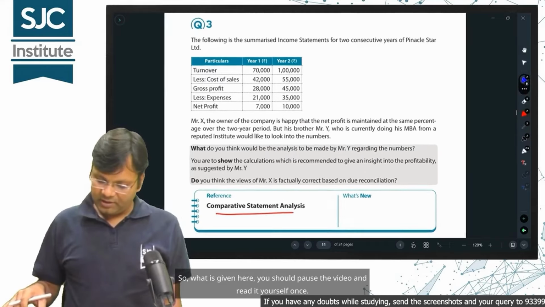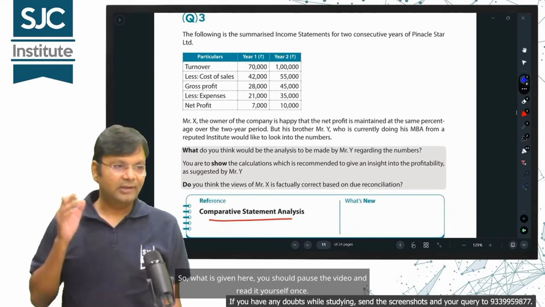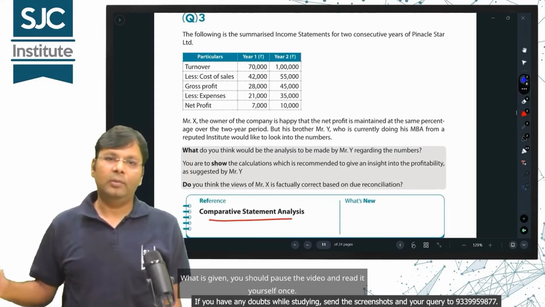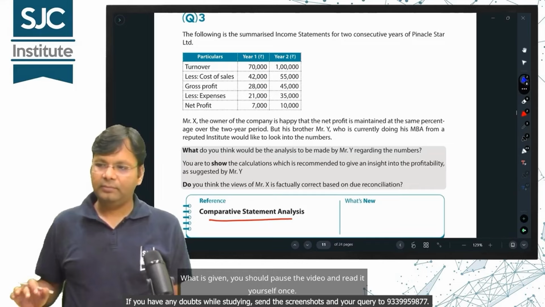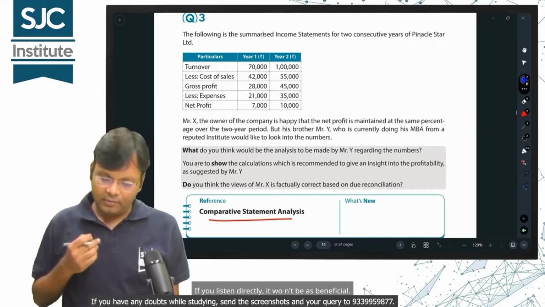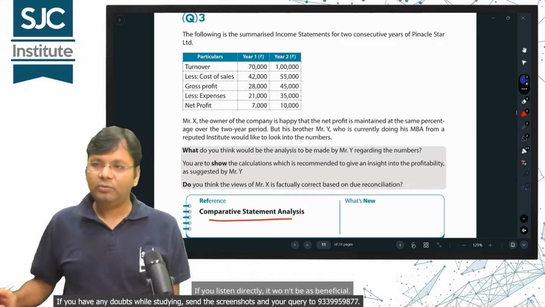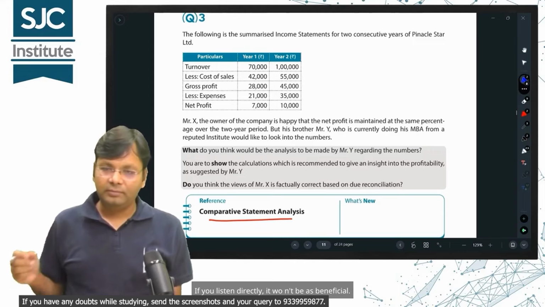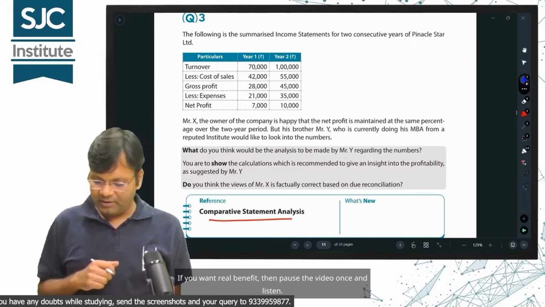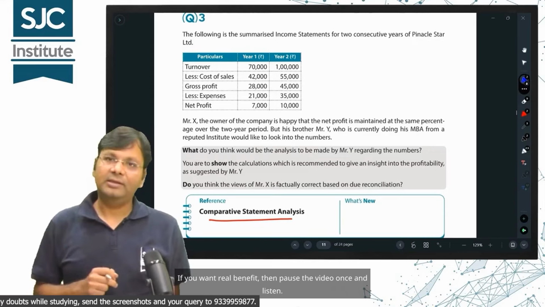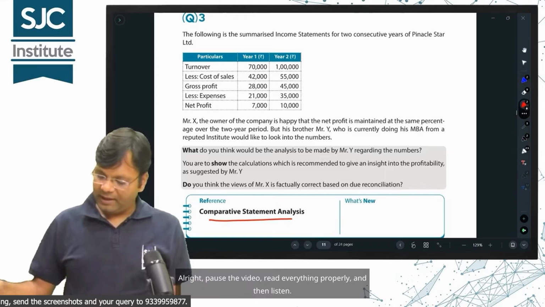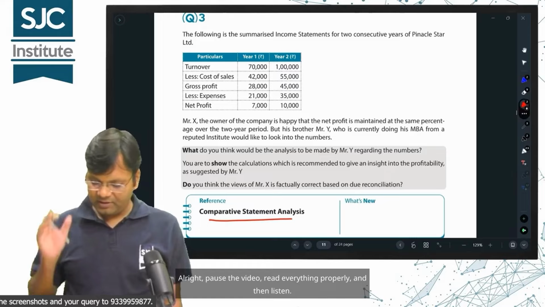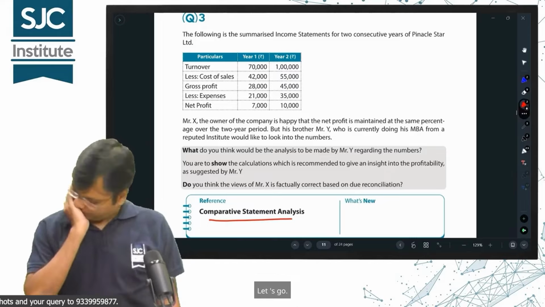So what is given here? You should pause the video and read it yourself once. Then you should listen to me. If you listen directly, it won't be as beneficial. If you want real benefit, then pause the video once and listen. Alright, pause the video, read everything properly, and then listen. Let's go.